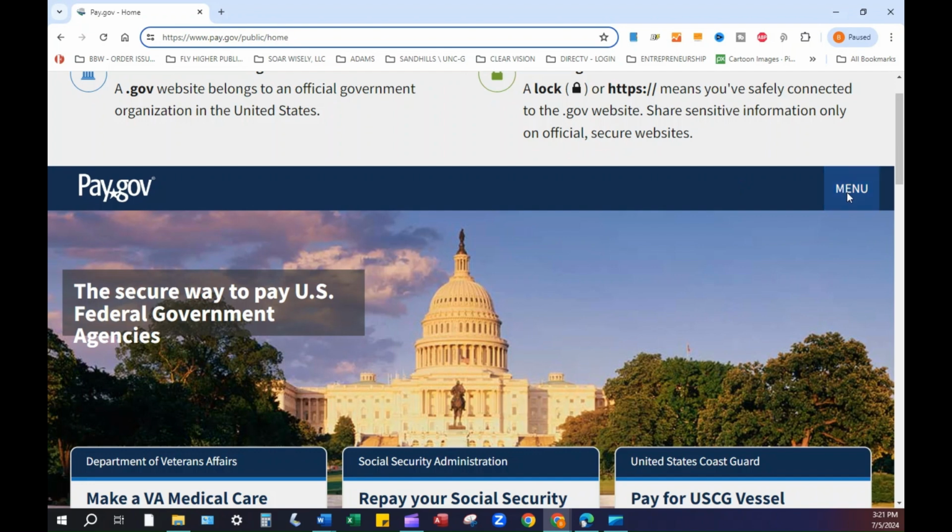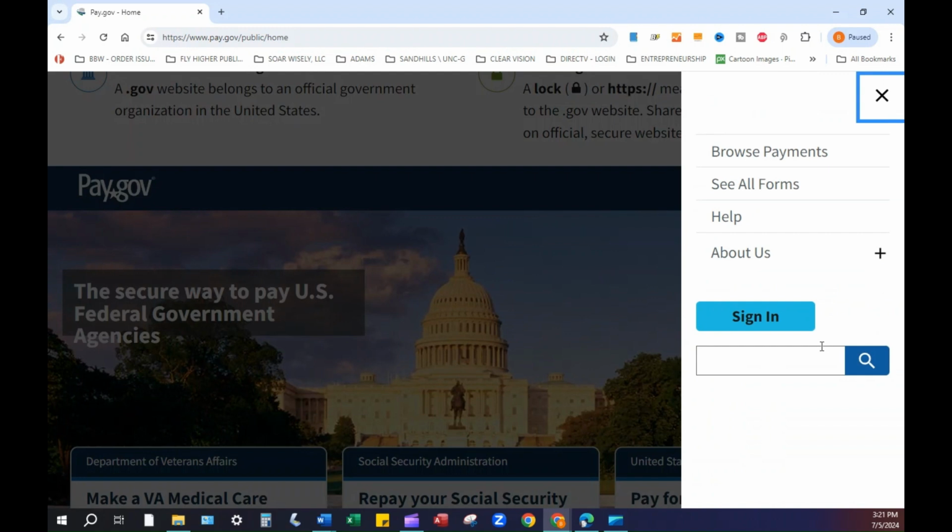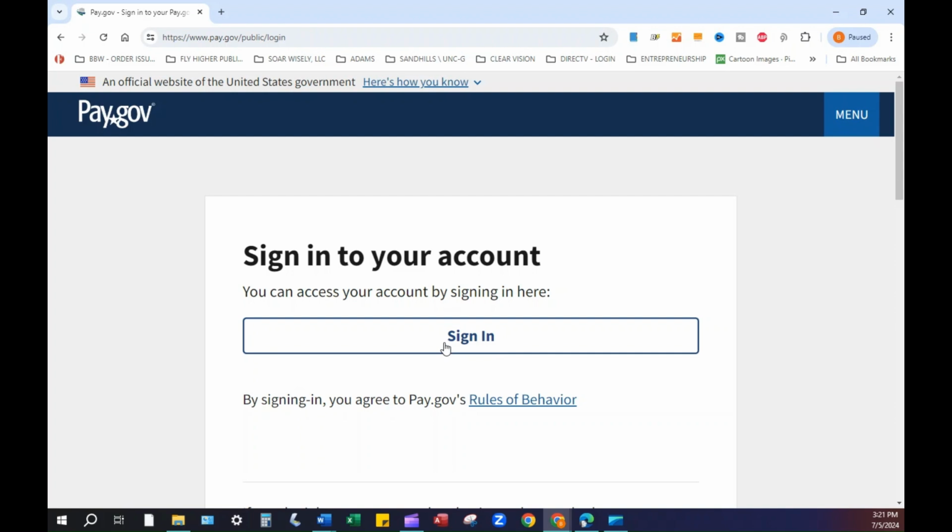And in the upper right-hand corner, you'll see the menu button, and you just click that and then click sign in. Again, if you have not created an account, you will want to do so here. Of course, I have, so let's go ahead and get signed in.